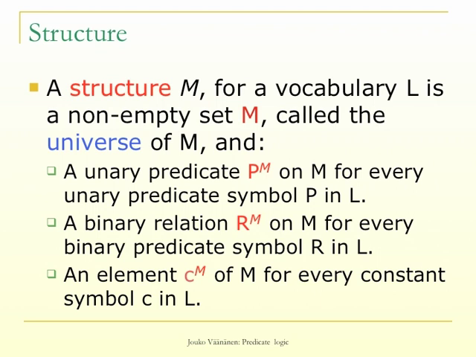So the universe determines where those predicates are. If the universe is M, and the universe can be any non-empty set, then the unary predicates are subsets of M, the binary predicates are on M times M, and the elements are in M. Everything takes place in this one universe M. One could also consider several universes if the objects that we're interested in are of a very different nature. But we will not treat that case, although it can be treated in the same way as this.